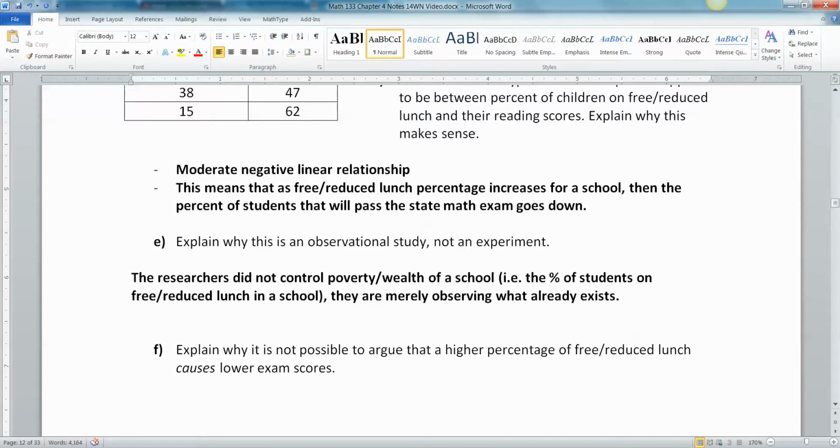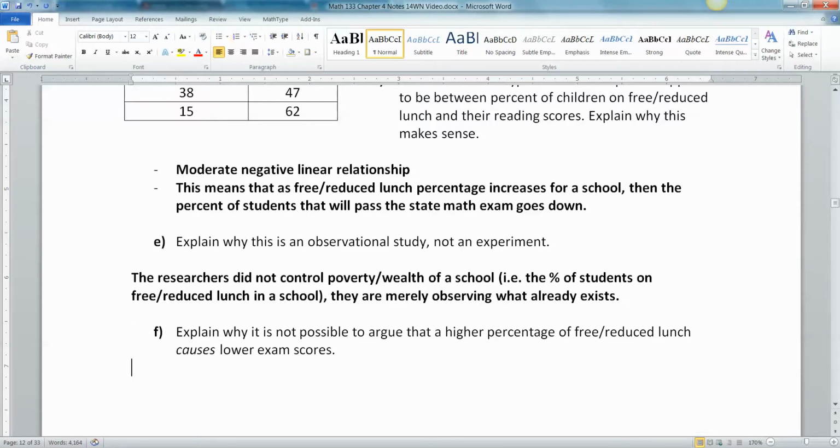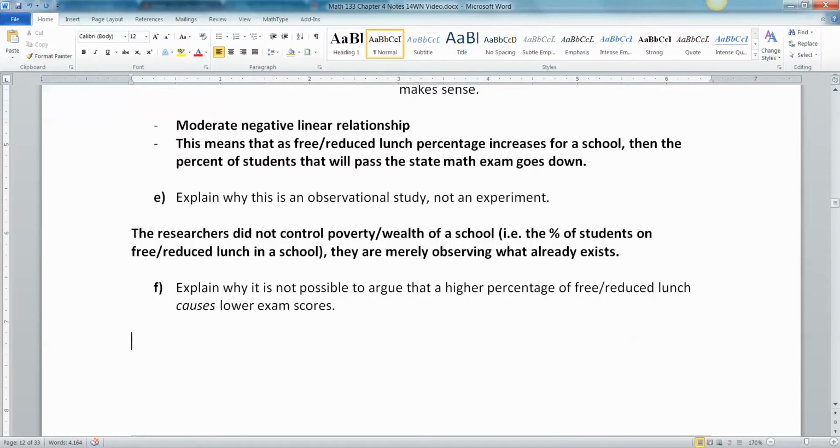Okay, so why is that an issue for us? Well, it makes it so that you can't argue that free reduced lunch causes low exam scores. You can't say, if I just want my exam scores to be higher, I'll just get rid of all free lunch in my school. That's not how it works, right? The free reduced lunch is a symptom of a larger problem, and that's your lurking variable.